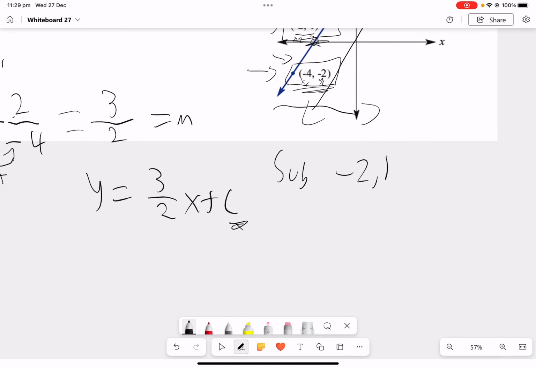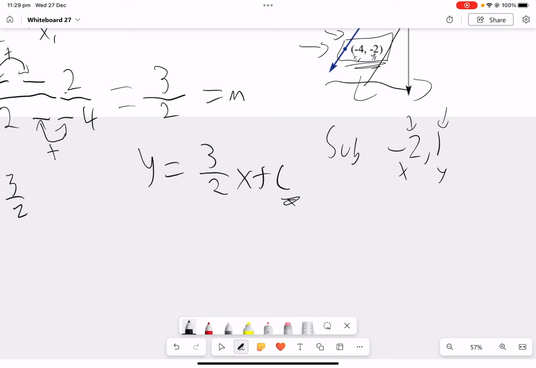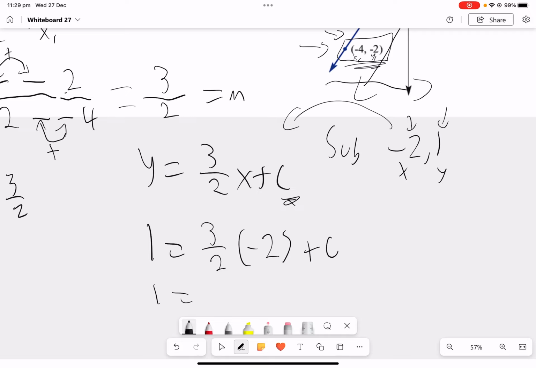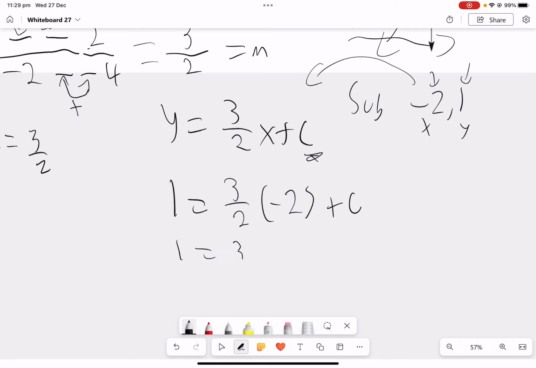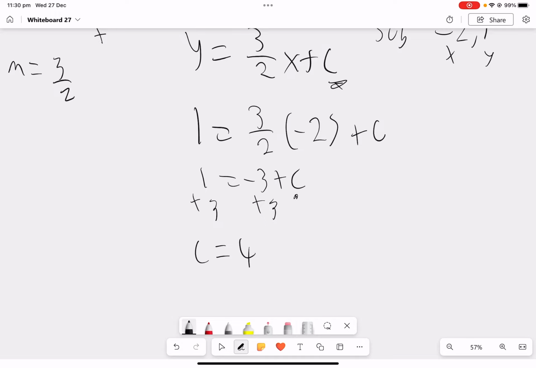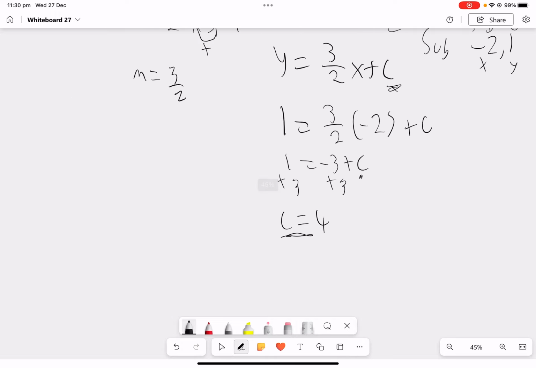So remember, what's our x and our y? -2 is our x, and 1 is our y, because the x coordinate goes first, then the y. Then I just sub it into this equation. So 1 is equal to 3 over 2 times -2 plus c. 1 is then equal to 3 over 2 times -2, which is -3, plus c. Then to get c by itself, I would add 3 on both sides. So c would be equal to 4. Now we know our y-intercept, our c, is 4.